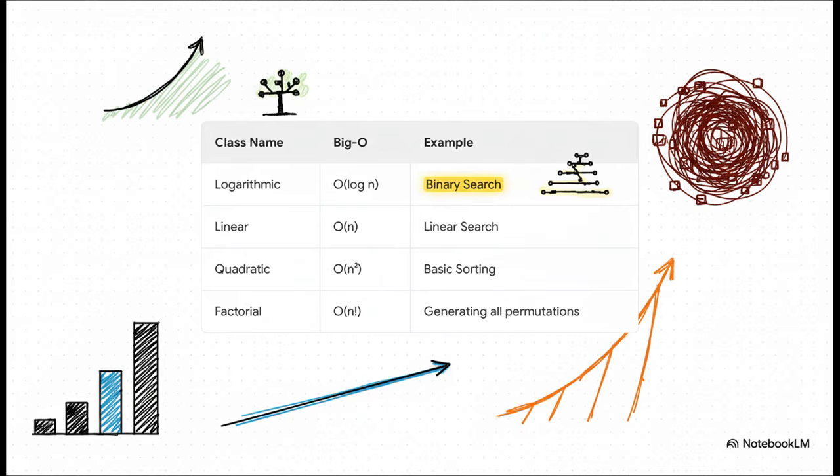So let's put this in perspective. Binary search's grade, its big O, is O log n, which we call logarithmic time. And it's called that because the number of steps it takes is all about how many times you can cut the data in half. And as you can see here, that is worlds better than linear, way better than quadratic, and it's not even on the same planet as the absolute disaster that is factorial time. It's just in a league of its own.